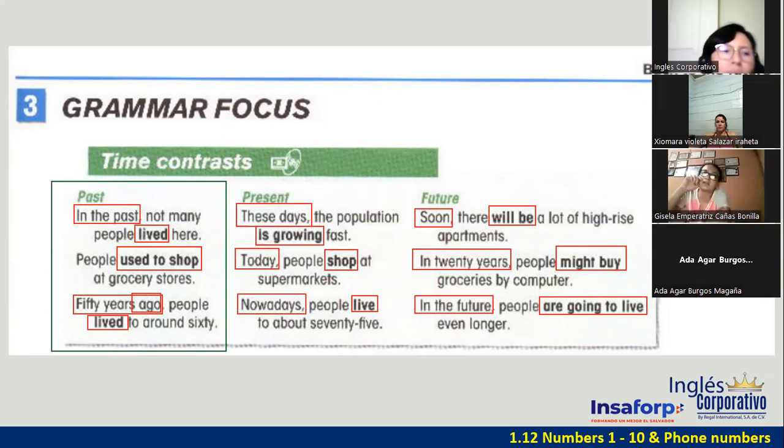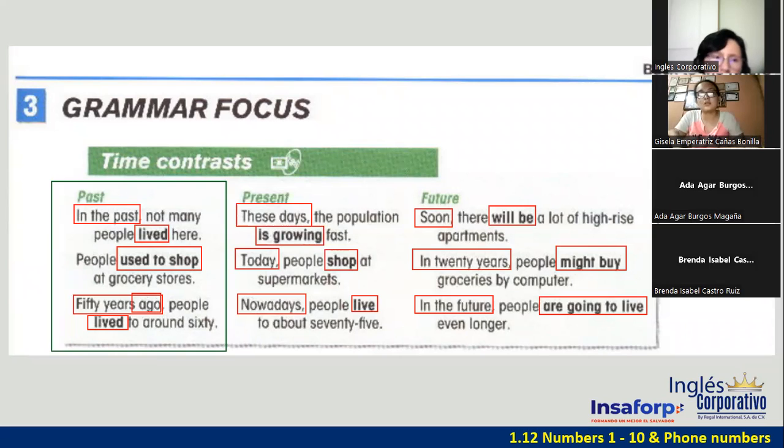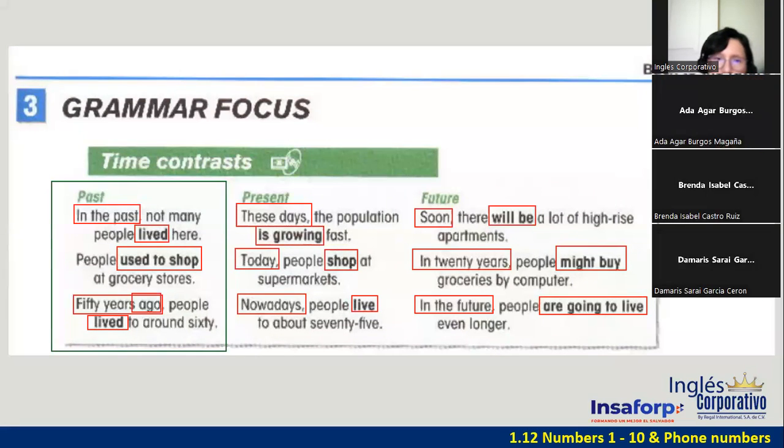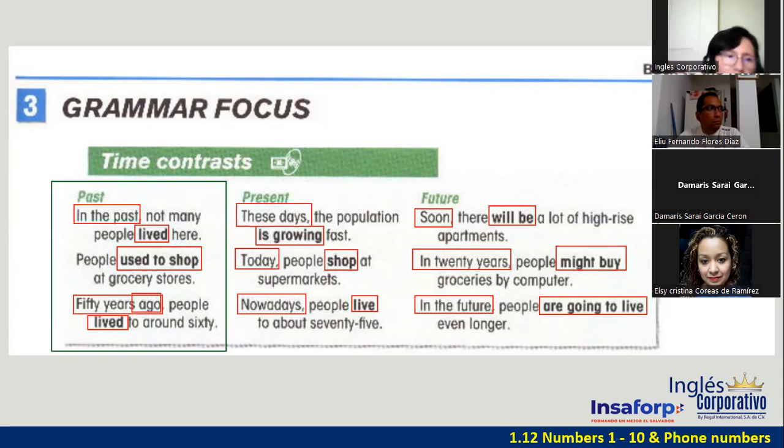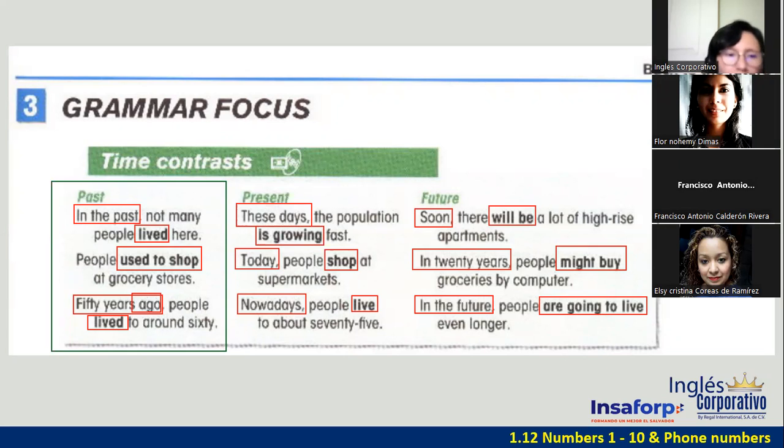Present. Thank you. Brenda Isabel Castro Ruiz. Present. Thank you. Claudia Lizeth Velázquez de Salgado. Damari Saraí García Cerón. Present. Thank you. Daniel Alejandro Llanes Díaz. Present teacher. Thank you. Eliu Fernando Flores Díaz. Present teacher. Thank you. Elsie Cristina Correa de Ramírez. Present teacher. Thank you. Flor Noemí Dimas de Rivas. Present teacher. Thank you. Francisco Antonio Calderón Rivera. Present teacher. Thank you. Francisco Ernesto Jiménez Rivera.